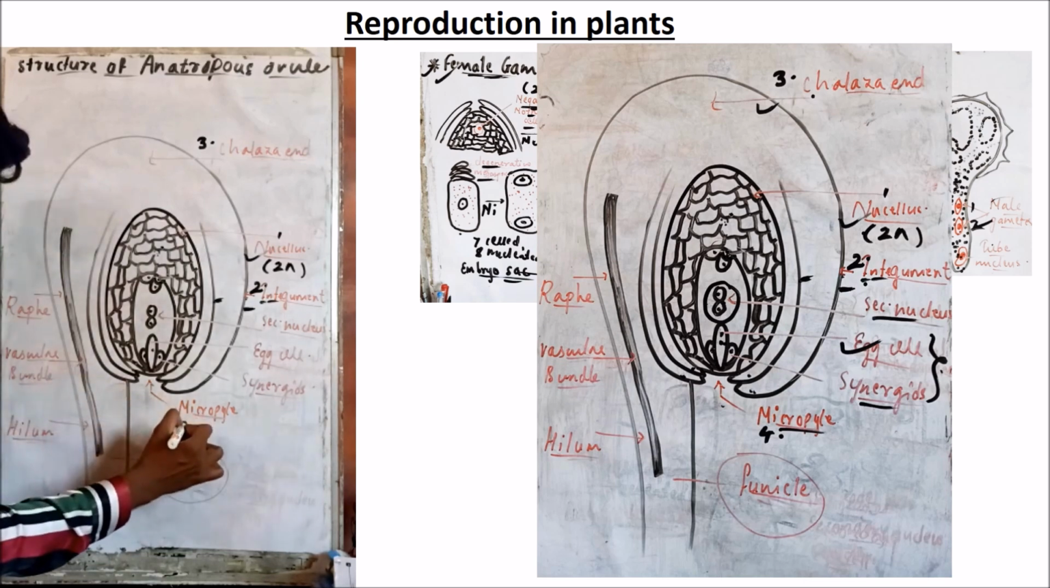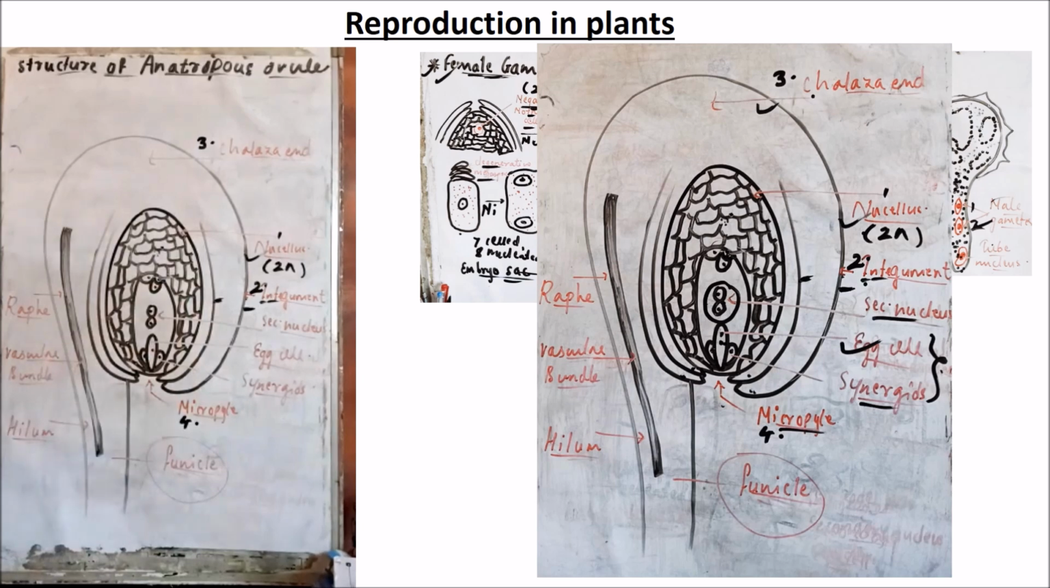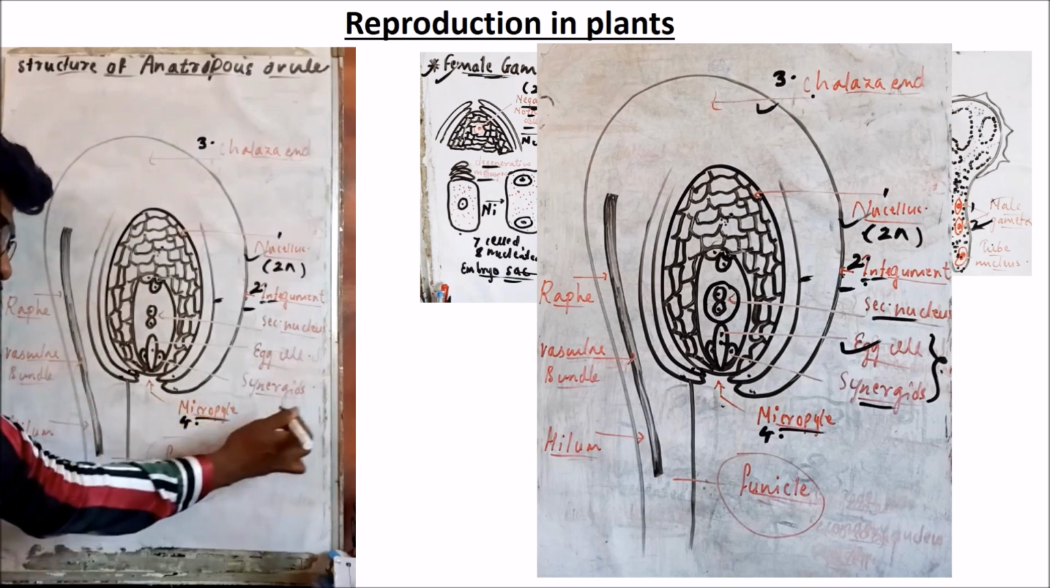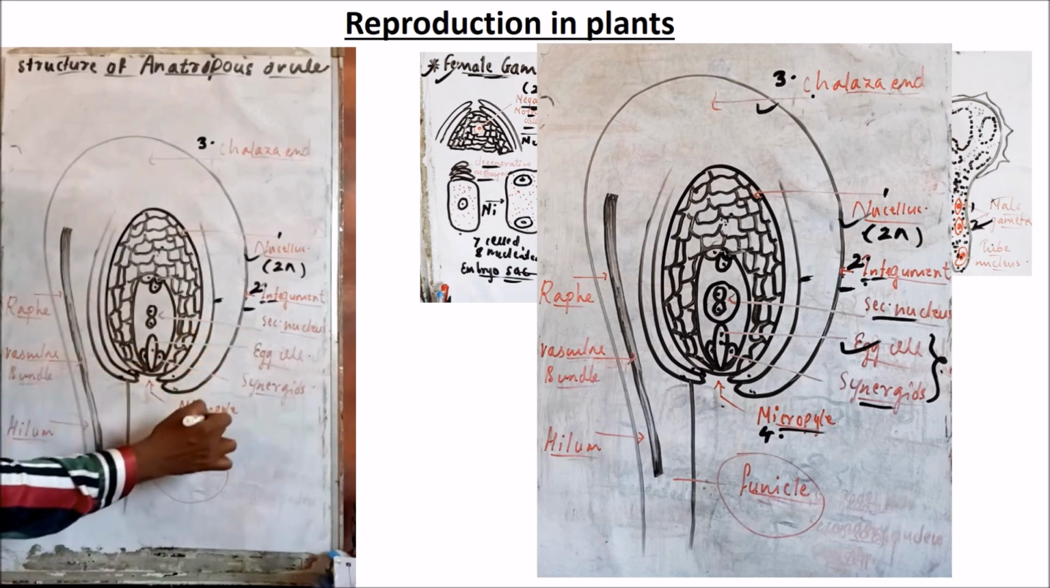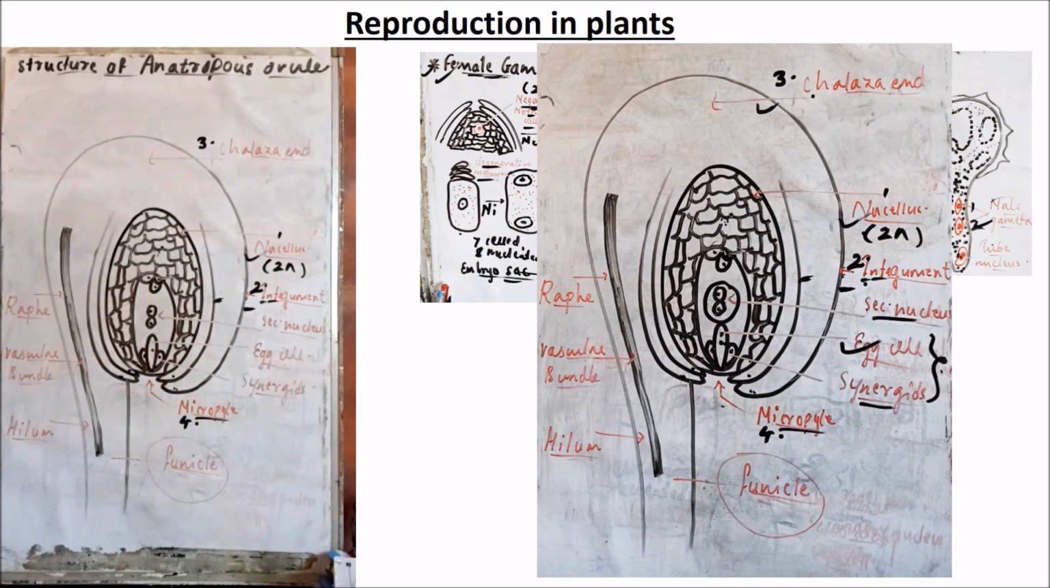The fourth one is the micropyle, right? At the terminal end of the integument, there is a small narrow opening or passage. That small narrow opening is called the micropyle, right? So the micropyle is a narrow opening present at the terminal end of the integument, and its function is that it provides the entry for the pollen tube carrying the male gamete towards the female gamete. That is the function of the micropyle.